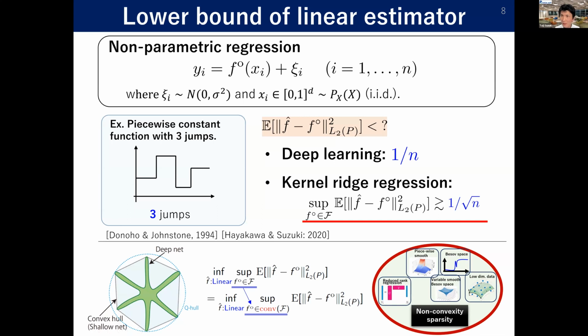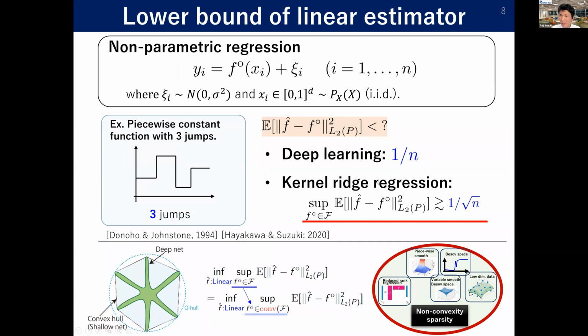This difference comes from the feature extraction ability of deep learning. A kernel method cannot find a good feature, so it cannot find the location of the jumps, and it suffers from a suboptimal rate. But intuitively, deep learning can find the locations of the jumps in the internal layer, so it achieves a 1 over n convergence rate.